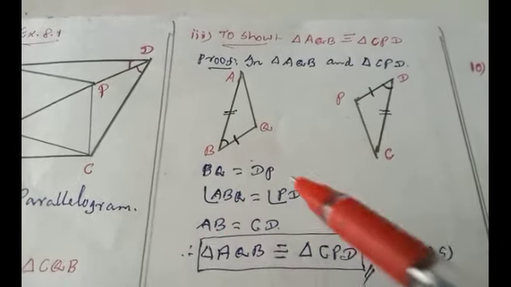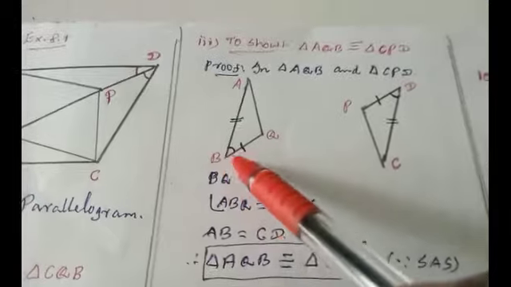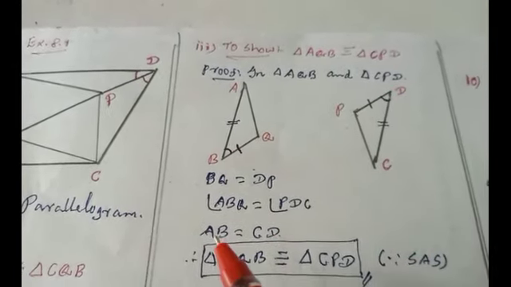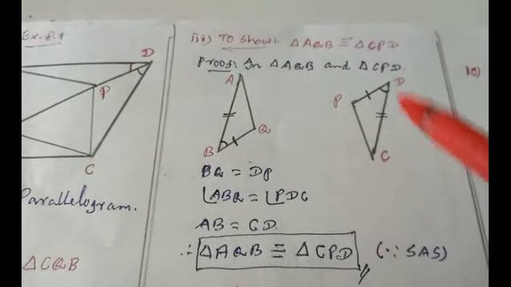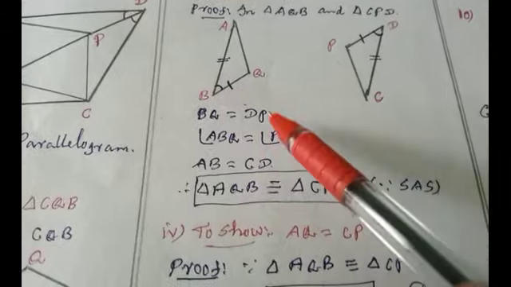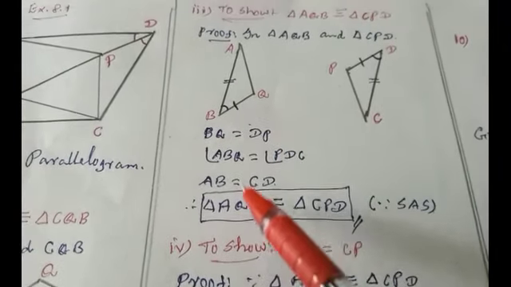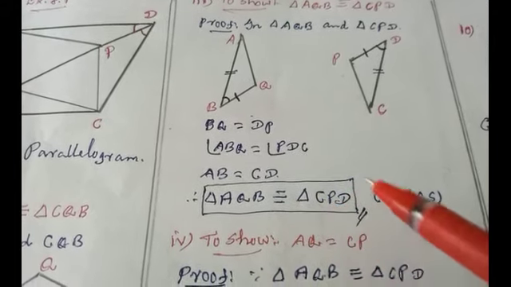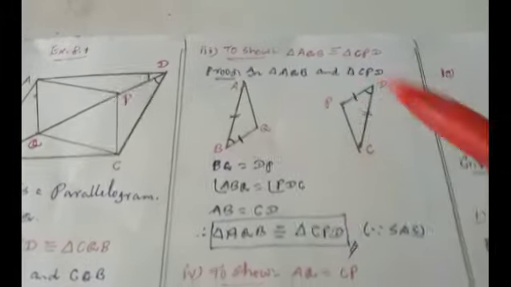Angle ABQ is equal to angle PDC. So angle B is equal to angle D. Now the last one is side AB is equal to side CD. Now by side angle side criterion, triangle AQB is congruent to triangle CPD. Now we have proved the third subdivision.